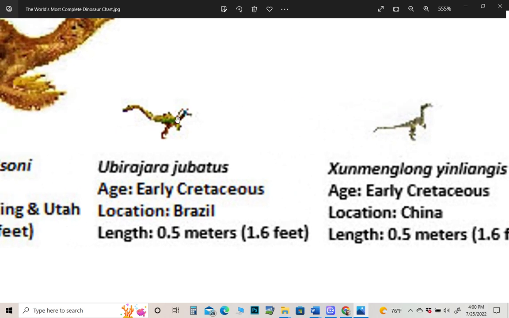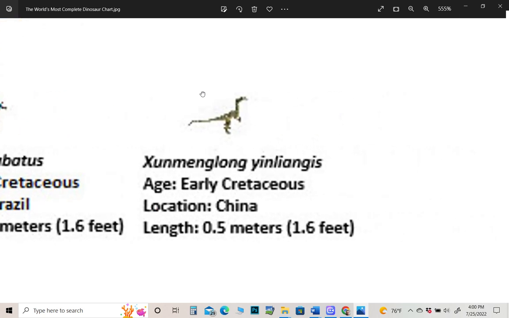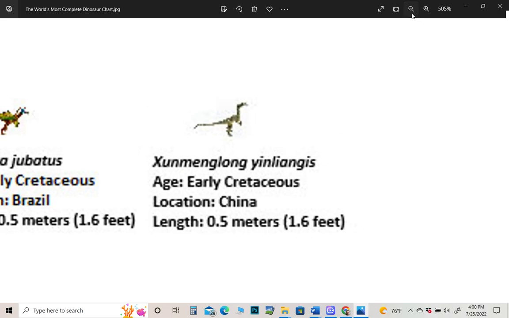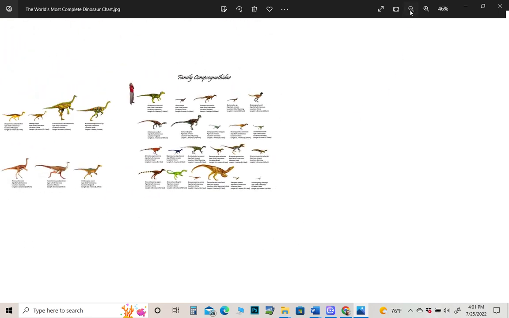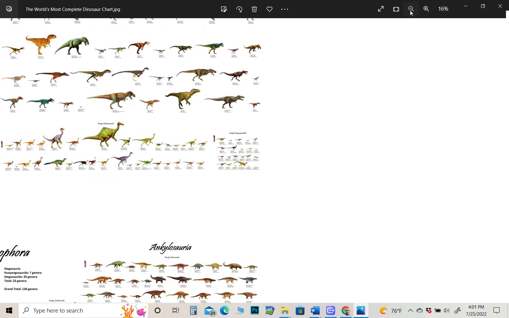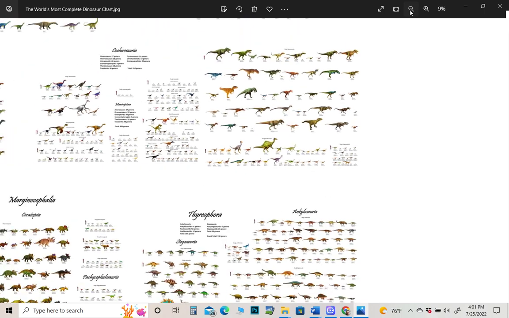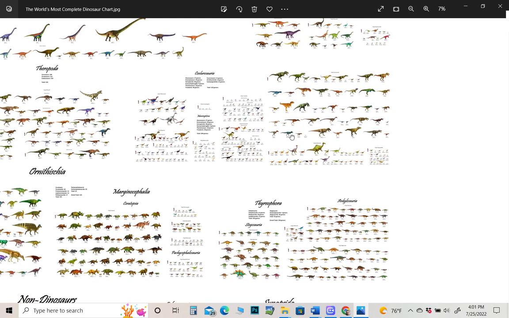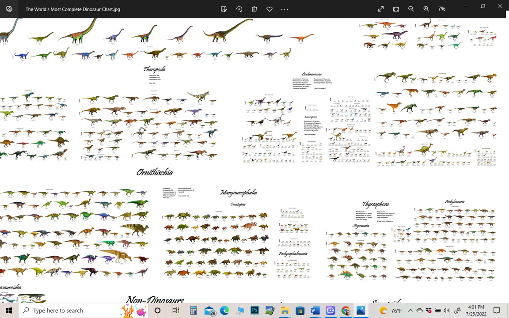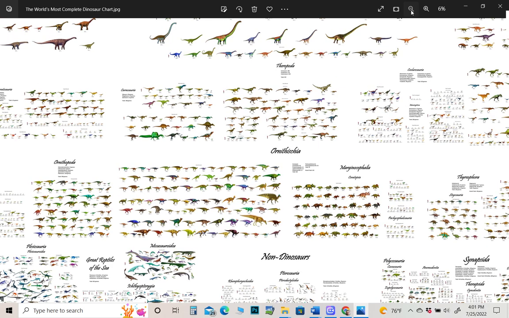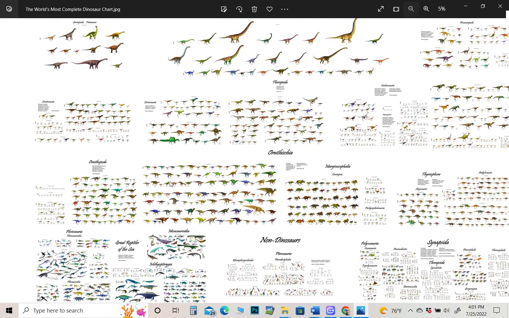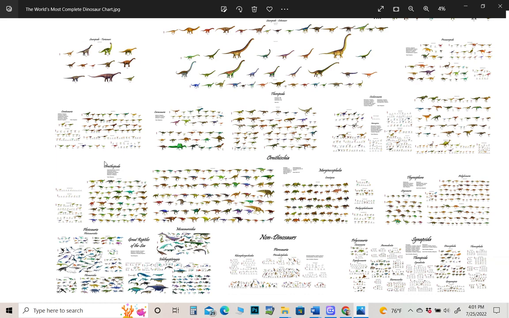This one has this little kind of weird quill structure shooting out the sides of it, which is what makes it very unique. And then Zunmenglong, which is the smallest compy on the chart. And that is all of the theropods, which is the largest grouping of dinosaurs. So that's finally over with. And then we have the ornithischians. You have a single line. We, of course, have 6 different lines on this chart, and this one has a line to itself, the ornithischians.